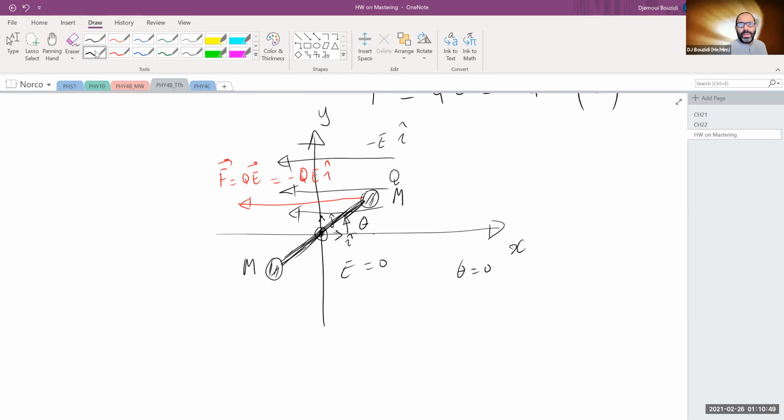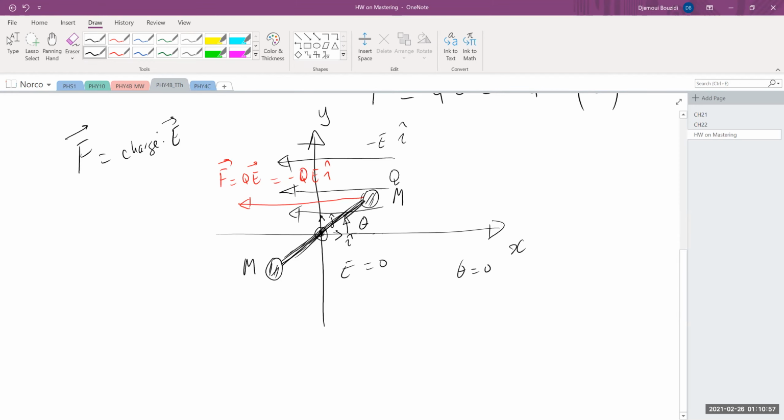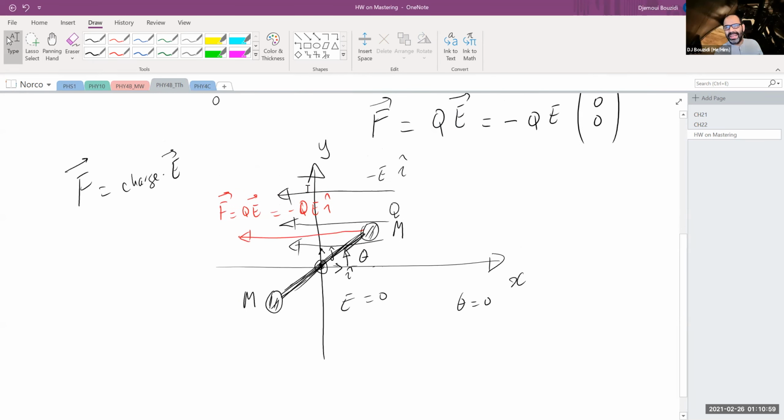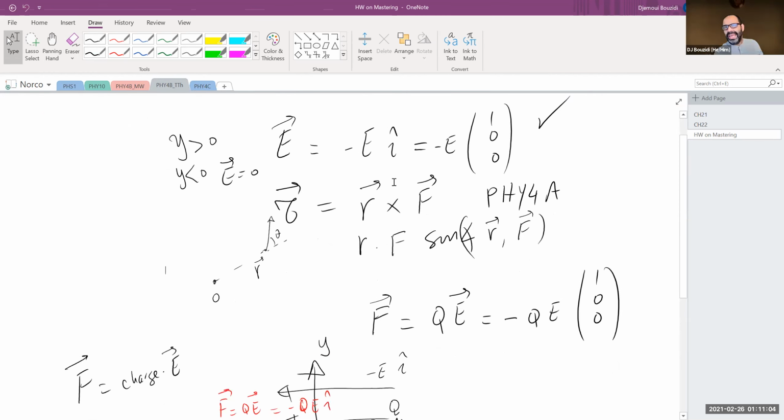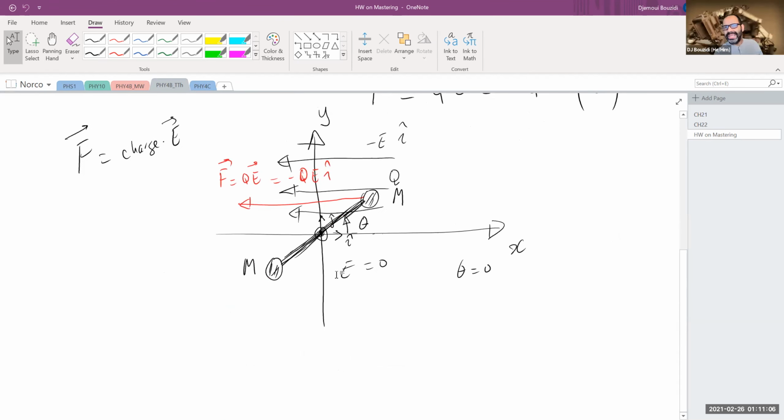From the lecture, we saw that the force is always equal to the charge times the electric field. But the only thing given to me is the electric field, which has this specific direction. It's negative E i-hat in y greater than 0. When y is less than 0, there is no electric field. So on the bottom, if this path was to move all the way to the bottom, it will not find any electric field in there. So there is no force in there. So far, so good.